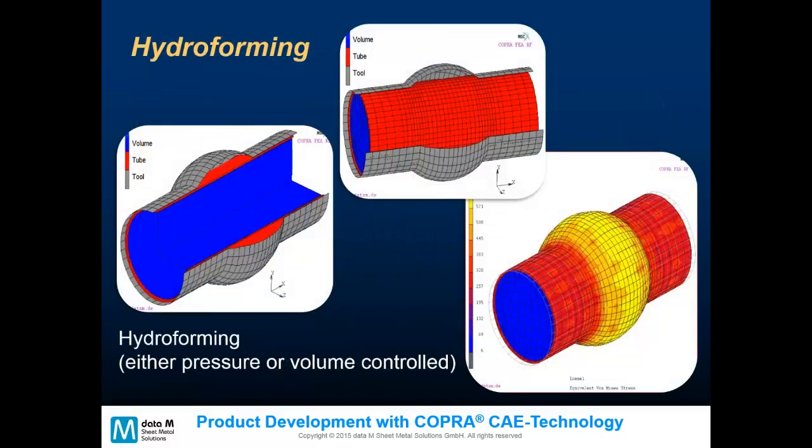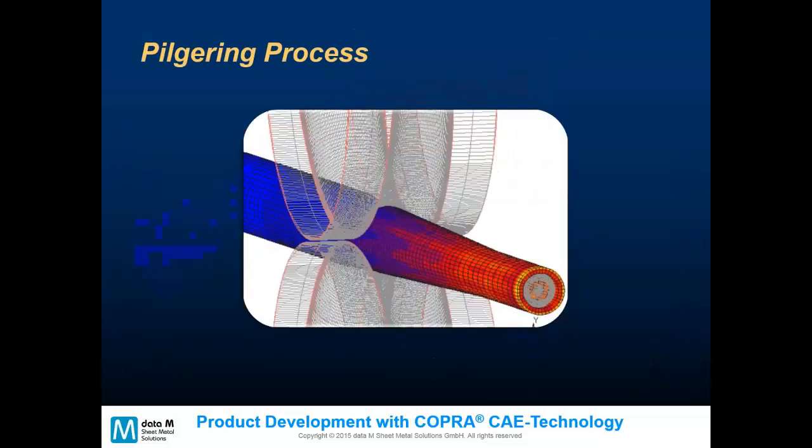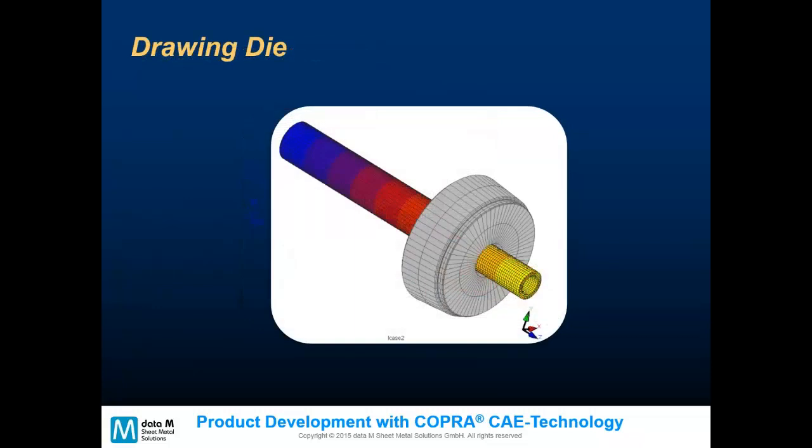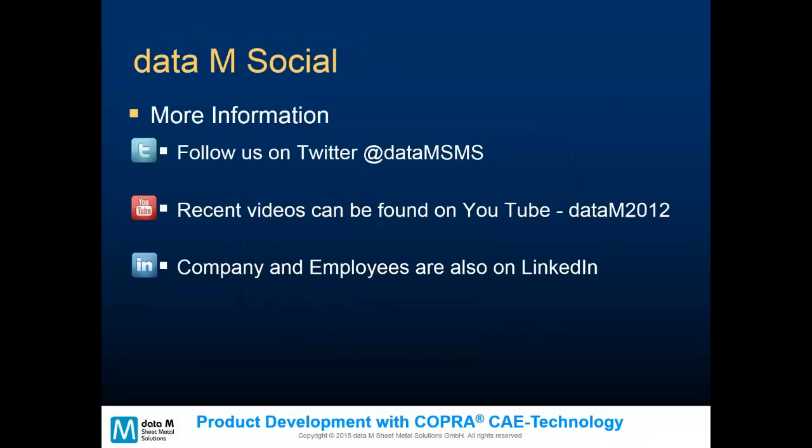Hydroforming. Possibility to hydroform a tube with either pressure or volume controlled simulation. The pilger ring process, again, which is the reduction of a tube diameter. And you can see here the development of the roll die geometry itself and also the internal mandrel. The software allows us to simulate this process as well. You can see here the example of a drawing die.